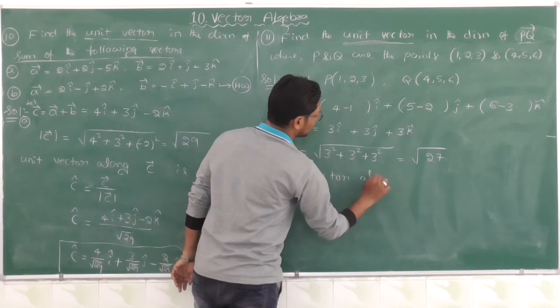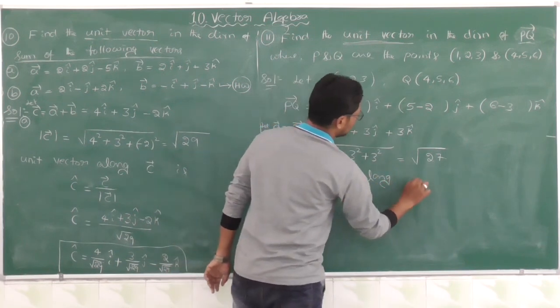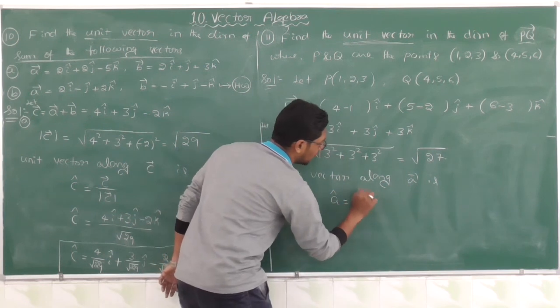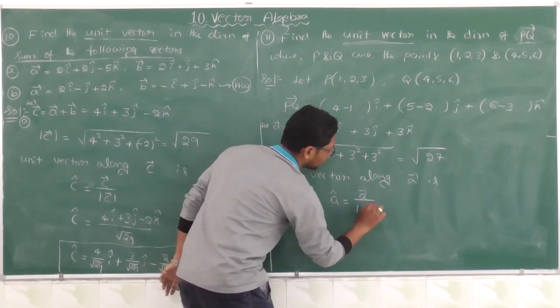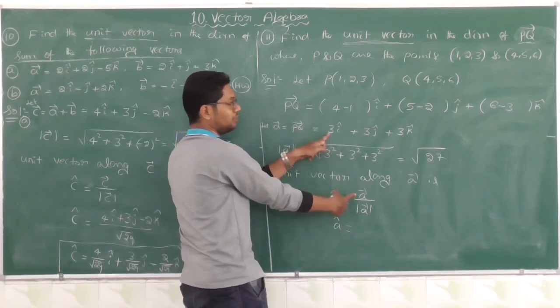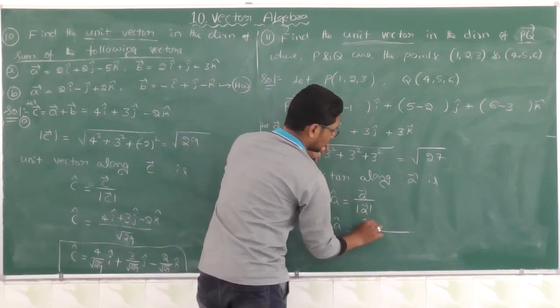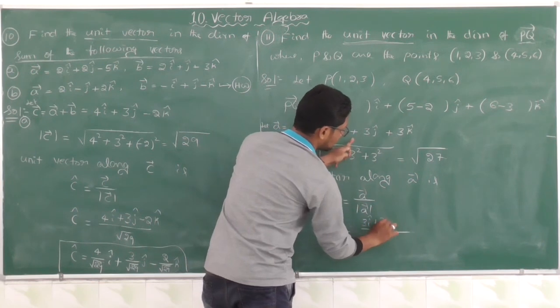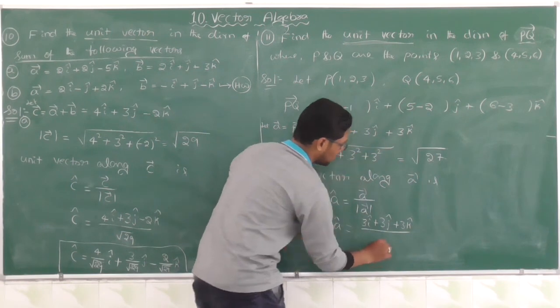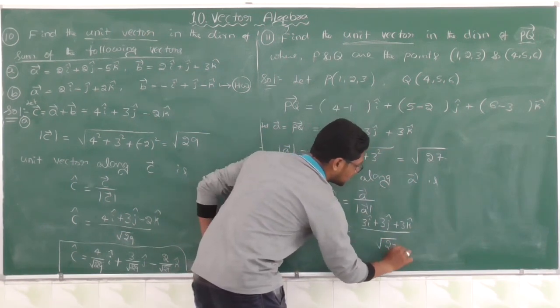Unit vector along A vector is what? A cap equals A vector divided by magnitude of A vector. A vector is PQ vector: 3i plus 3j plus 3k divided by square root of 27.